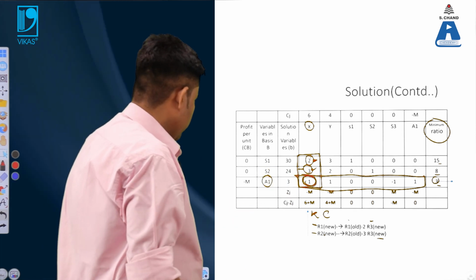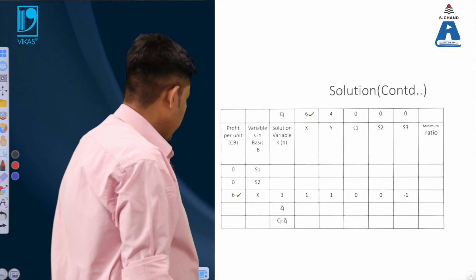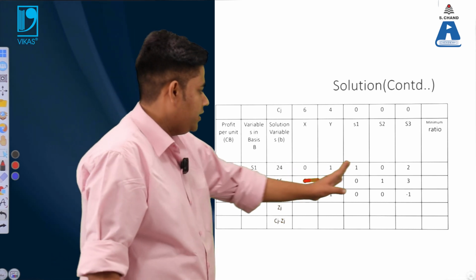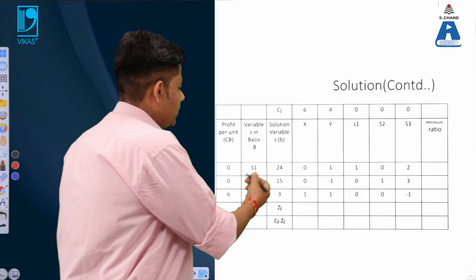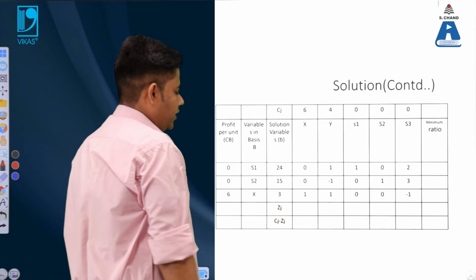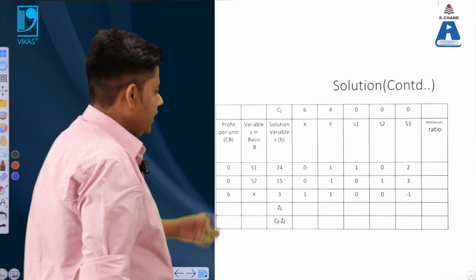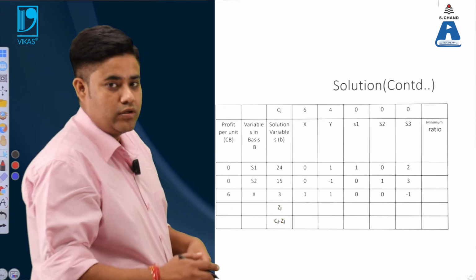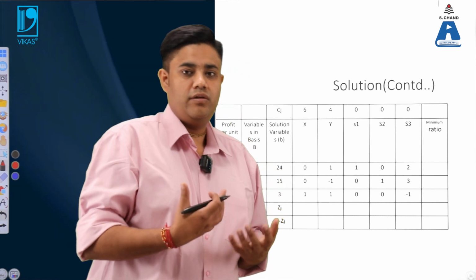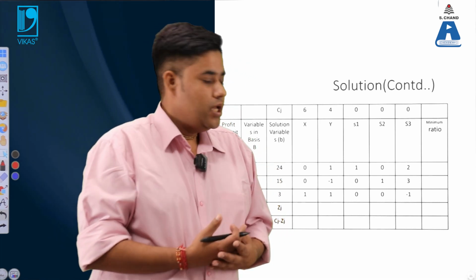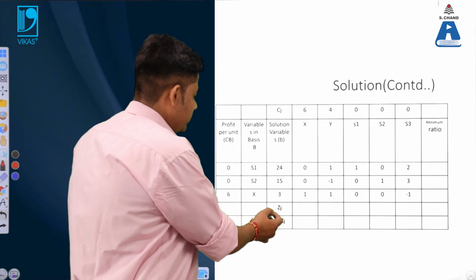After doing the row operations, I'll get some elements, and those elements are listed here. Now I got the second iteration. Now what to do with that iteration part? I need to check whether the solution is an optimal solution or not. So for that, I need to find out Zj values.